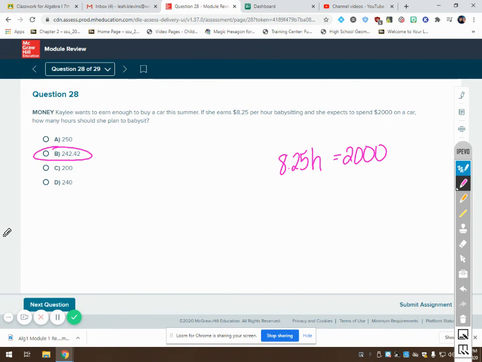So if she works 0.42 of an hour, they're going to pay her for a full hour. They're not going to just say, work for so many hours and then I'm just not going to pay you for that 0.42 part of an hour that you work. So we know that this is not a reasonable estimate. This is the exact answer, but it doesn't really make sense in terms of the problem. So if it's 242, we know that that's not going to give enough money. 240 is not going to give enough money. So the proper answer for this type of question would be 250 hours. It would take the babysitter around 250 hours to have enough money to get her car.